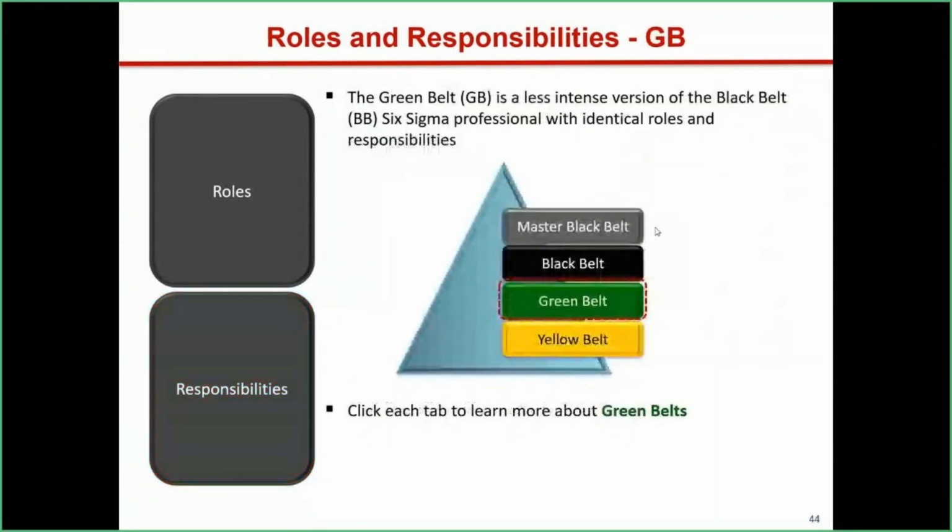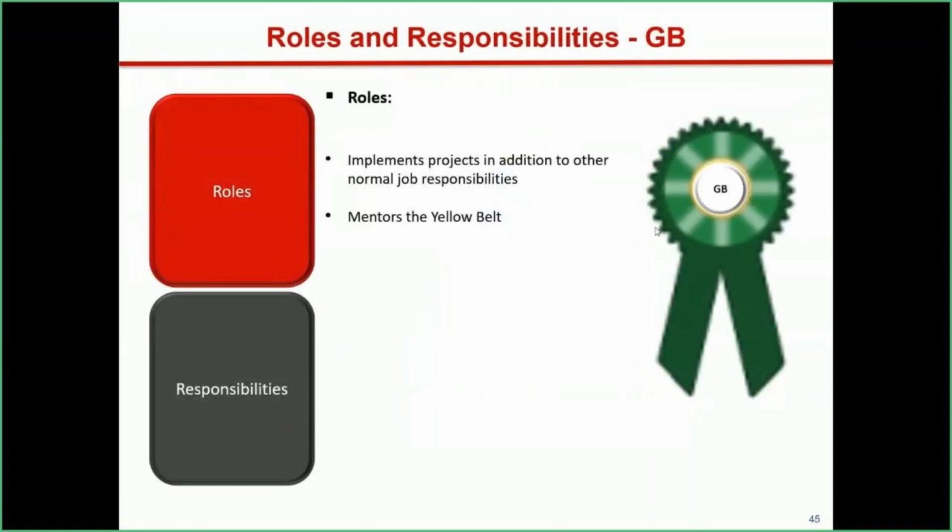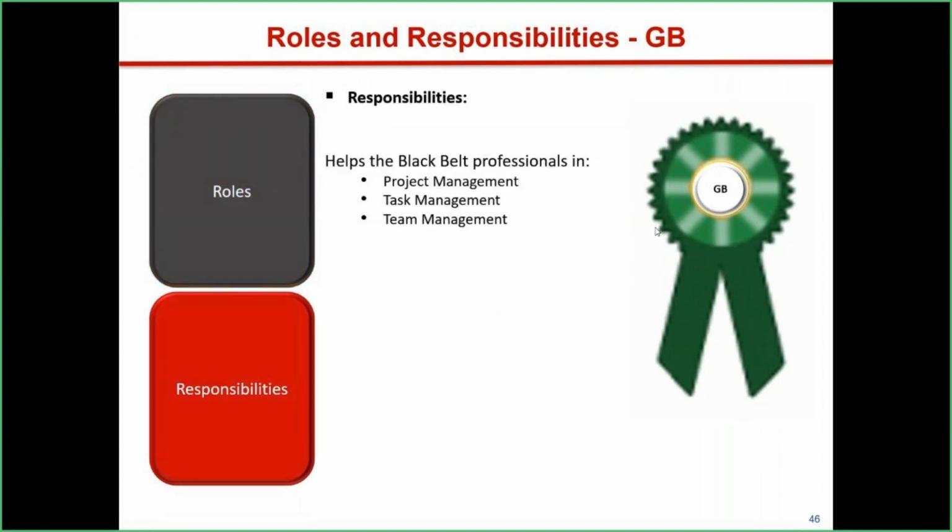Green belts are a less intense version of black belts. Six Sigma professionals with identical roles and responsibilities. They implement projects in addition to other normal job responsibilities, and they mentor the yellow belts or white belts. They help black belt professionals in project management, task management, and team management.